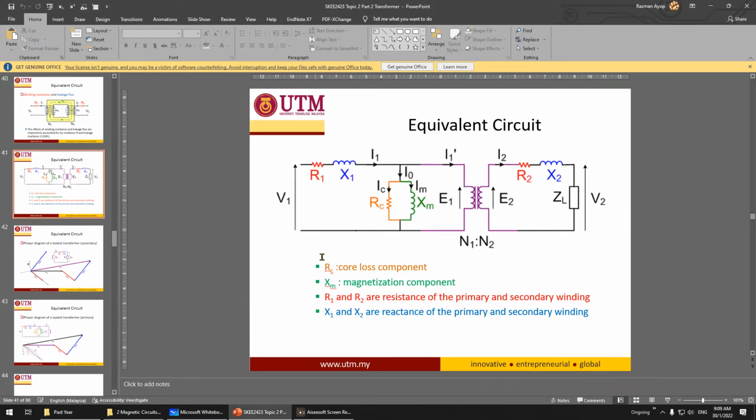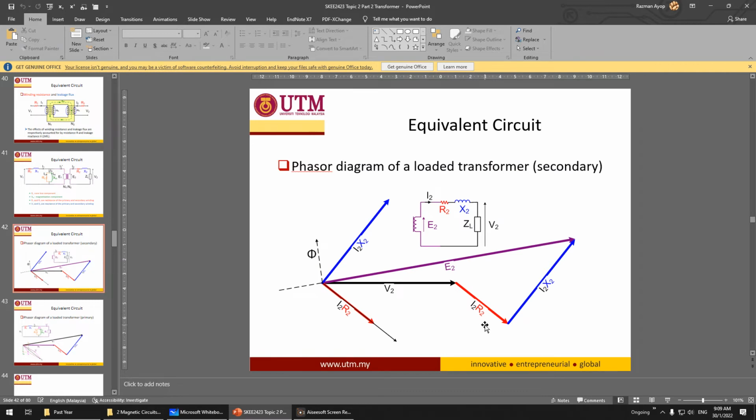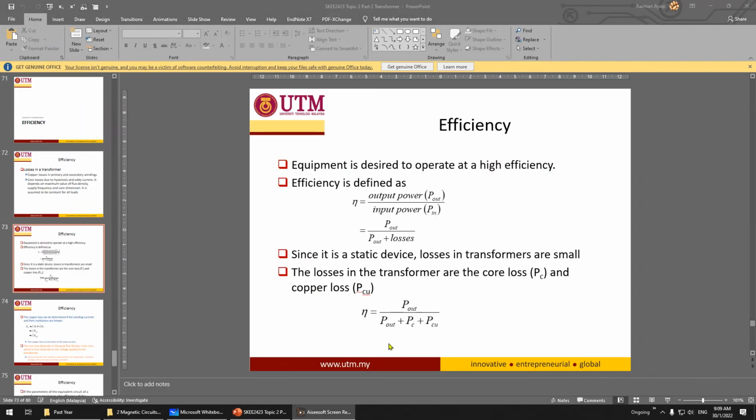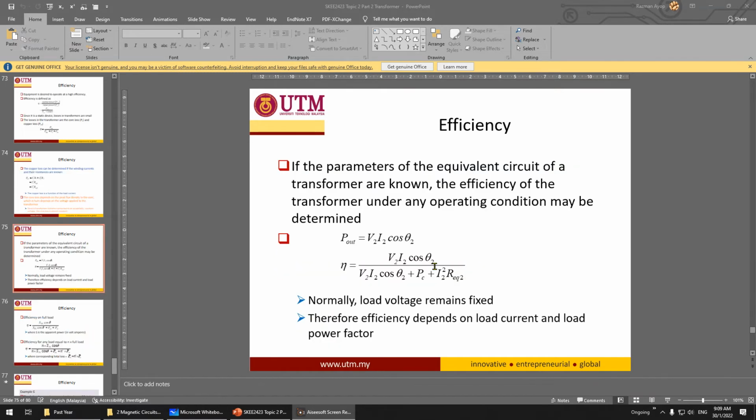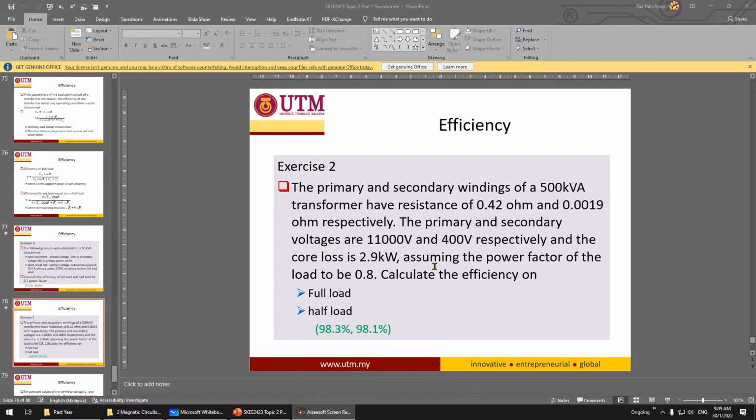Try to find how to transfer the secondary to the primary side, how to calculate and everything. Also, you need to know how to calculate the efficiency. Make sure you know how to calculate P out. This one is an important equation. Make sure you memorize this, we will not give it. Make sure you know how to calculate the efficiency. I think that one is important.